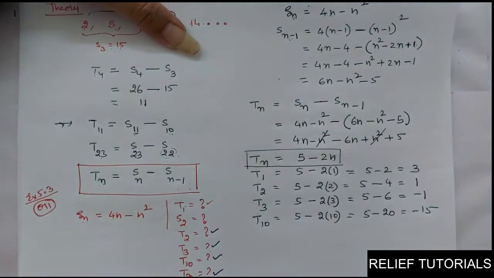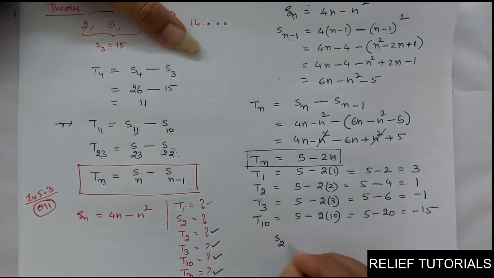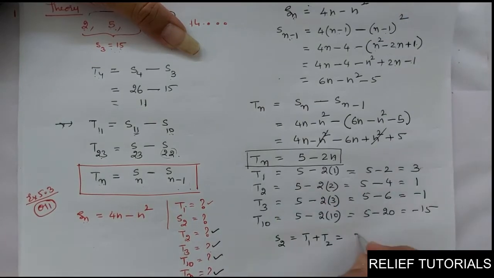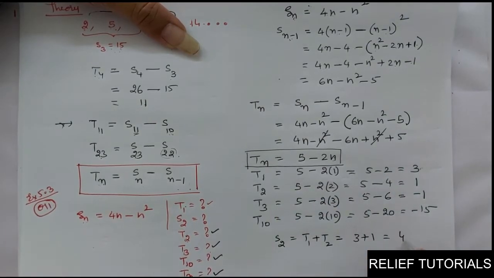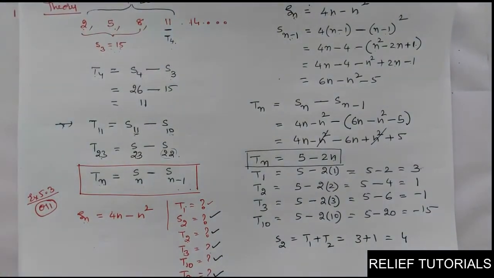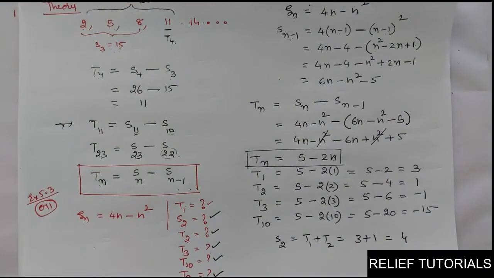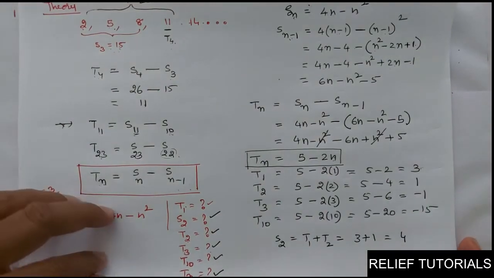So you get S2. Or S2 is equals to T1 plus T2, also you can add. Sum of 2 terms is T1 plus T2, you can add. T1 is equals to 3. T2 is equals to 1. So that is equals to 4. So you got S2 also. So in this way, by using this theory, you have solved this problem. Got it? So it is quite easier.